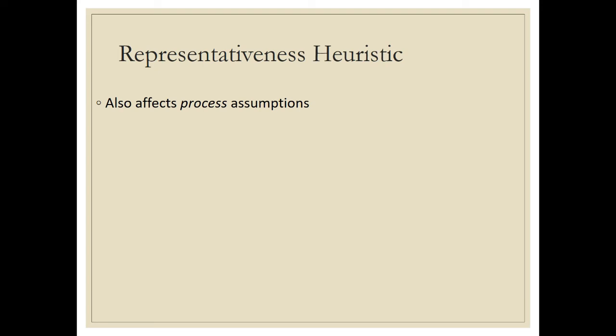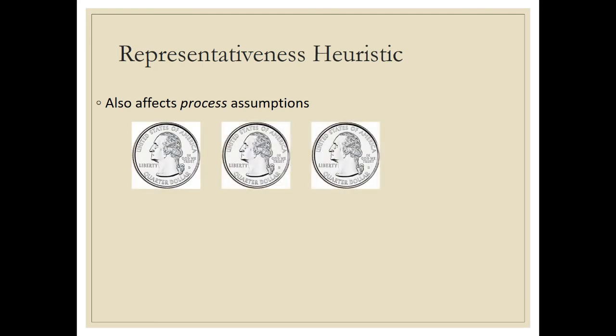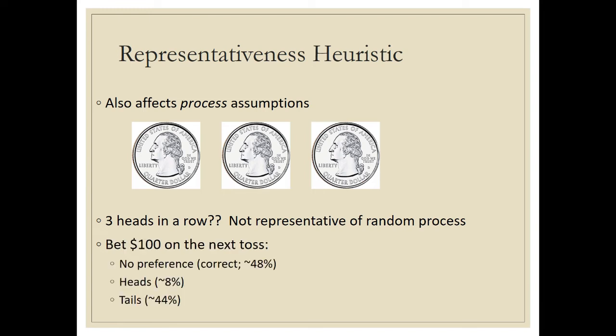So with this example, we can see that heuristics affect our assumptions of processes, right? This is a process. Does the coin land on heads or tails? And tossing a coin and so on. So we see 3 heads in a row. This is not representative of a random process, right? This is more representative of a fixed process or a predetermined process, right? And so subconsciously, if not consciously, we're thinking, this is not representative of randomness. I am not going to rely on this 50-50 probability judgment that I usually rely on when I think of whether a coin's going to land on heads or tails.